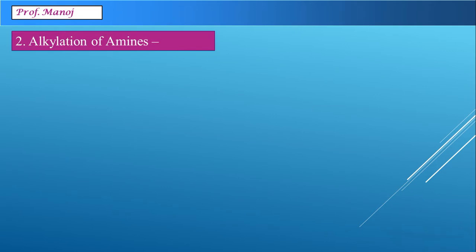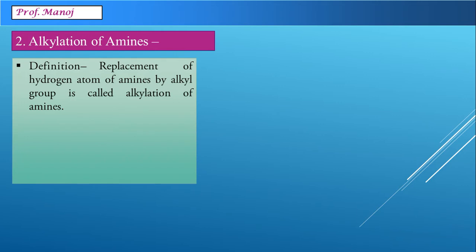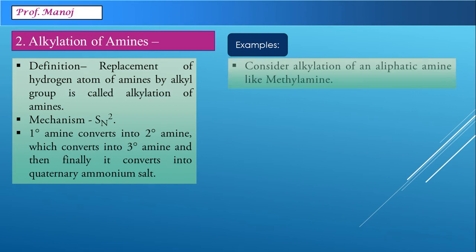The second reaction is alkylation of amines. What is alkylation? Replacement of hydrogen atom of amines by alkyl group is called alkylation of amine. These reactions follow SN2 mechanism. By this reaction, a primary amine converts into secondary amine, which in turn converts into tertiary amine, which finally converts into quaternary ammonium salt. Let us see a reaction for this.